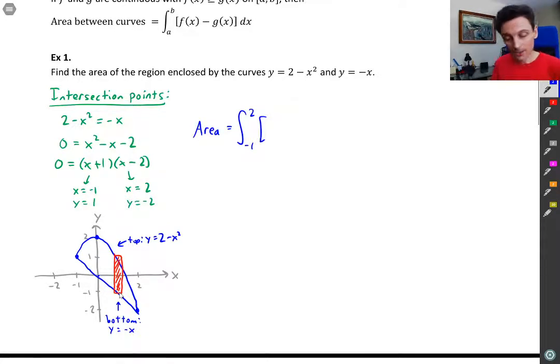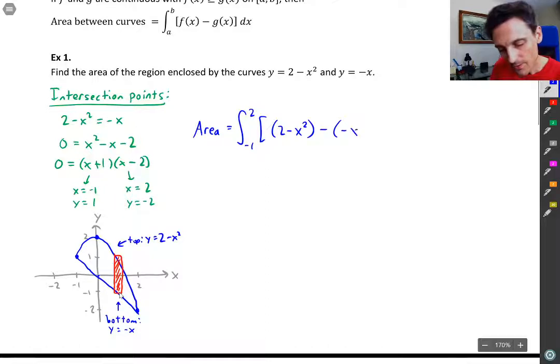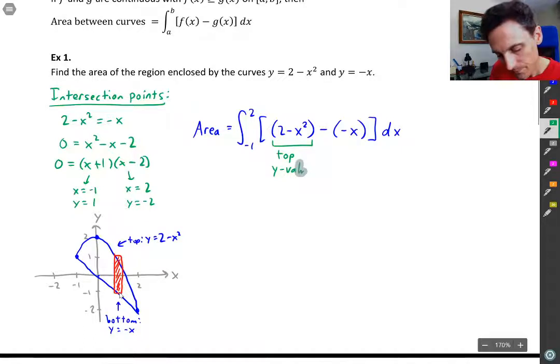And we're going to take the top y values, which are given by the function 2 minus x squared, minus the bottom y values, which are given by -x. So that's the height of each of the rectangles, and then the width of each of those infinitely thin rectangles is dx. So let me just write down, this is the top y value, and then minus the bottom y value.